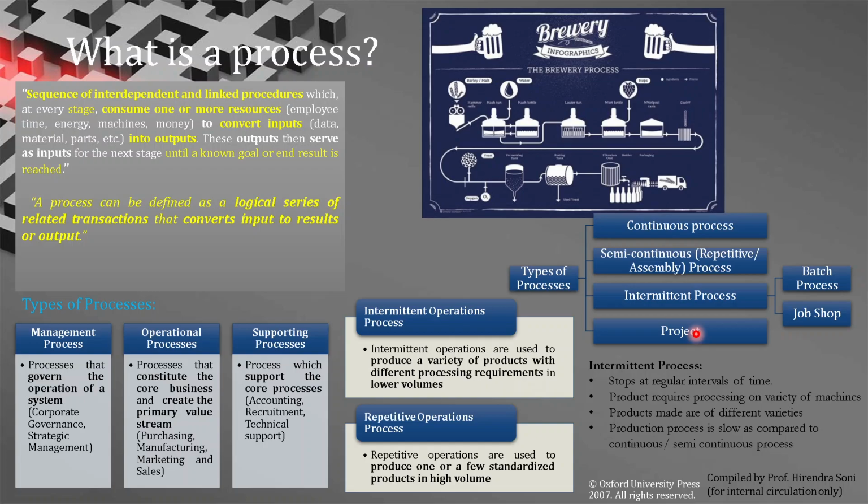Job shop is also a type of intermittent process wherein similarity may not be there between two jobs. Okay, but when we talk about batch processes, there is a similarity between two batches.